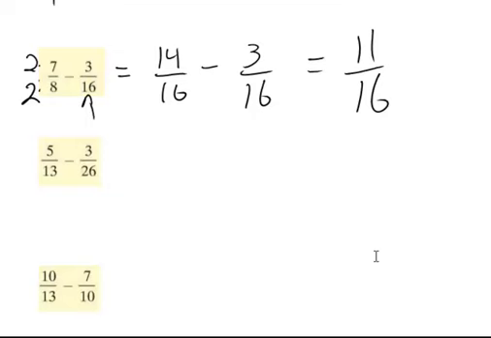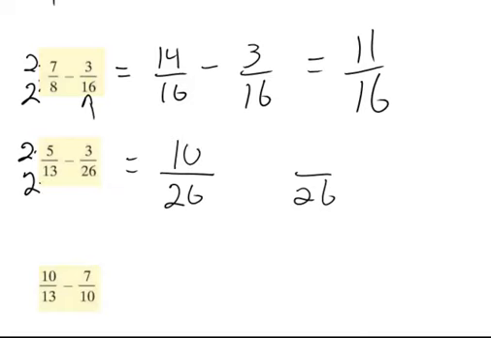All right. So let's take a look at the next one. Again, 26 is a multiple of 13, so 26 is my common denominator. I'm multiplying that by 2, so I'm multiplying this one by 2. That's 10. I'm not changing this denominator, so I'm not changing the number on the top. And that's 7 over 26.